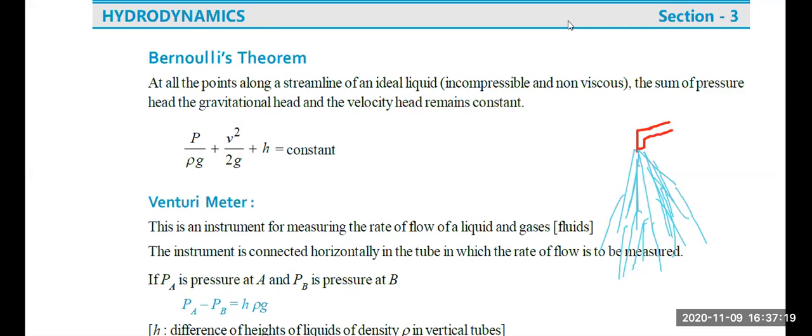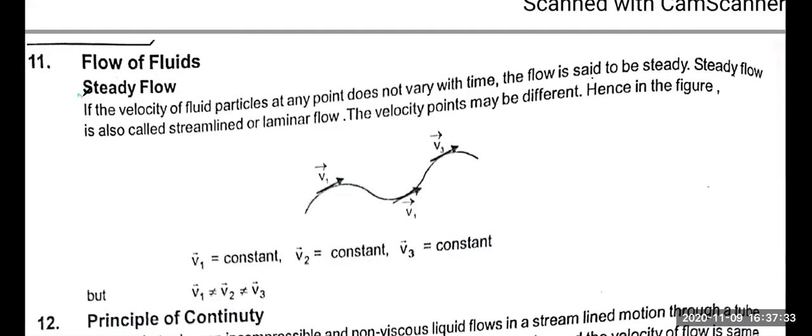Now, if you think about the flow, I can say that we have two types of flow. With this example, I can say that I'm having two types of flow, right? First is steady flow. Steady flow.